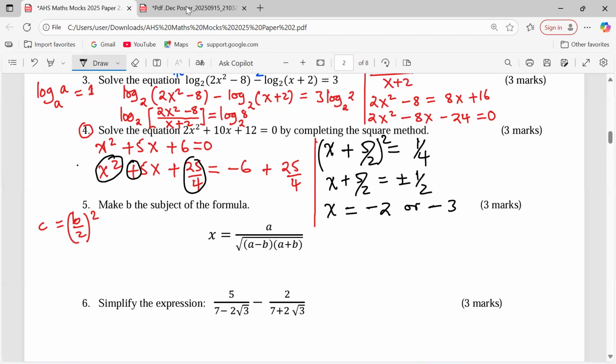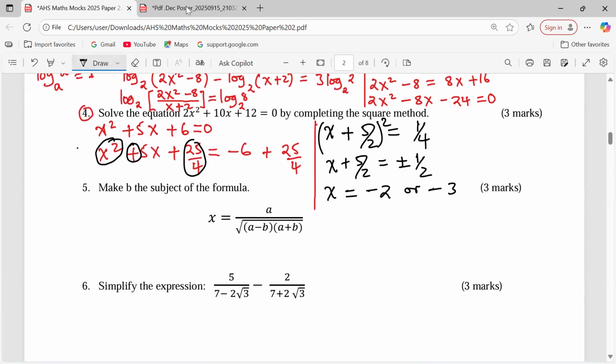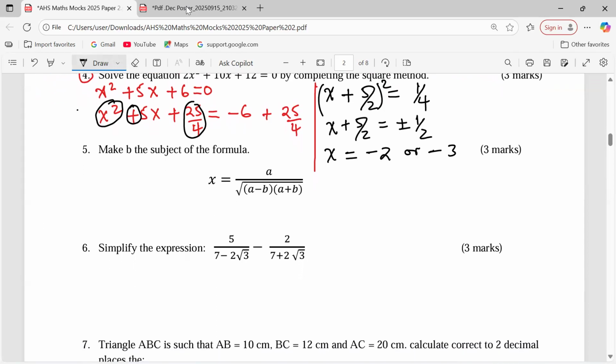Make b the subject of the formula. We are making b the subject of the formula now in number 5. We can see that there is a root sign. Therefore, let's begin by squaring everything just to do away with that root sign. x squared equals a squared out of a minus b, a plus b.